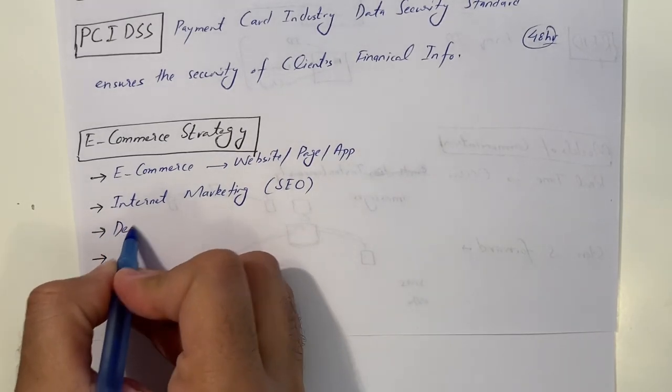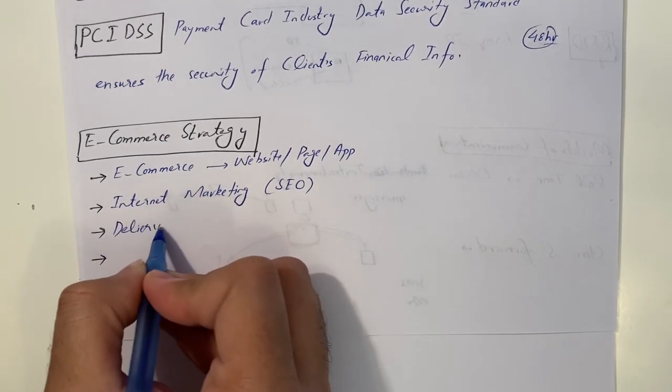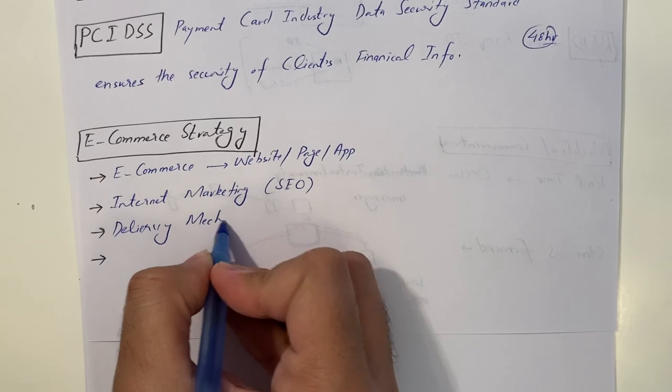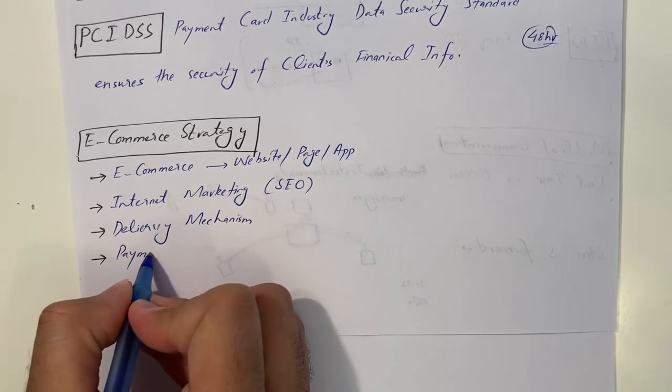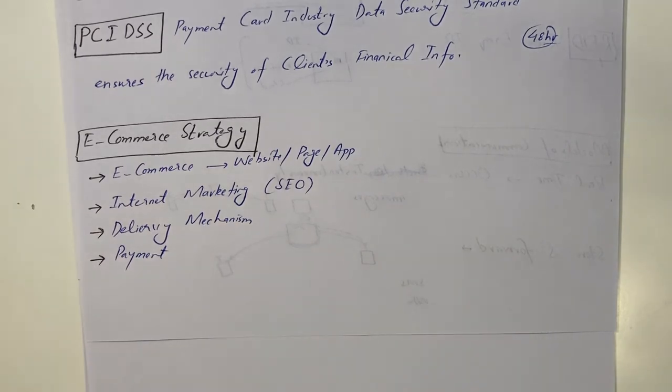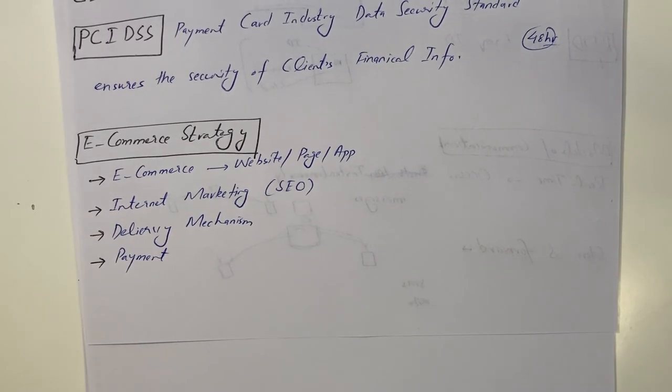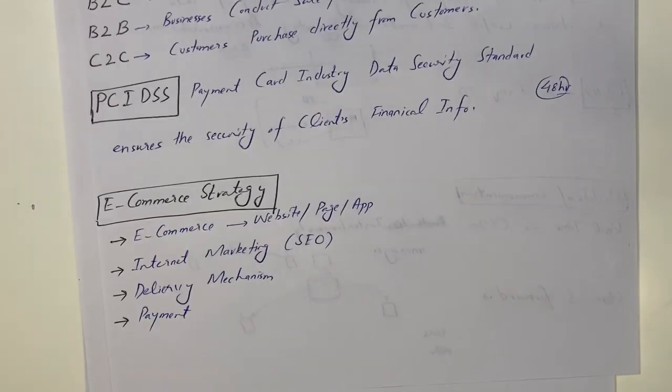Then the delivery mechanism. There should be a delivery mechanism. And of course, the payment, which I mentioned, the PCI. Most people use credit cards and debit cards. There are a few folks that use cash apps and some other stuff, but again, the PCI payment card industry standards are more common.